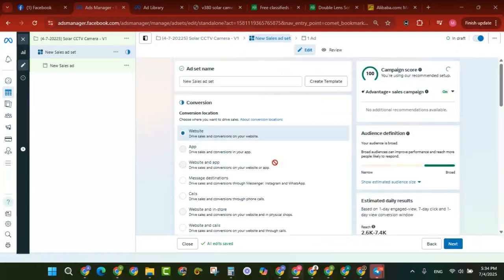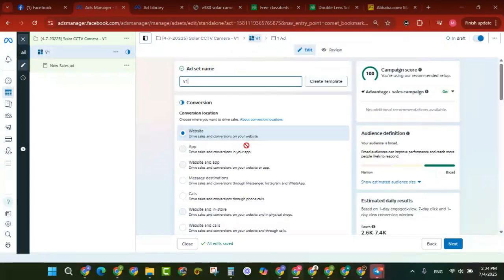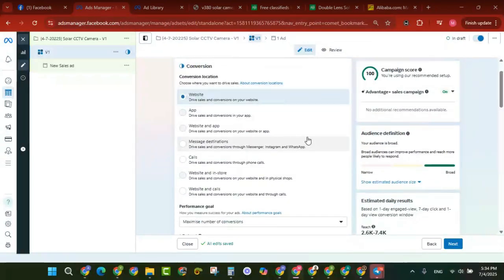Okay. So when you are here, under ad set, here you can call it V1. Do you understand? And your conversion location should be website, because you want to run the ad to your website. When people see your ad on Facebook and they click, you want to take them to your website. So you're going to choose website here.